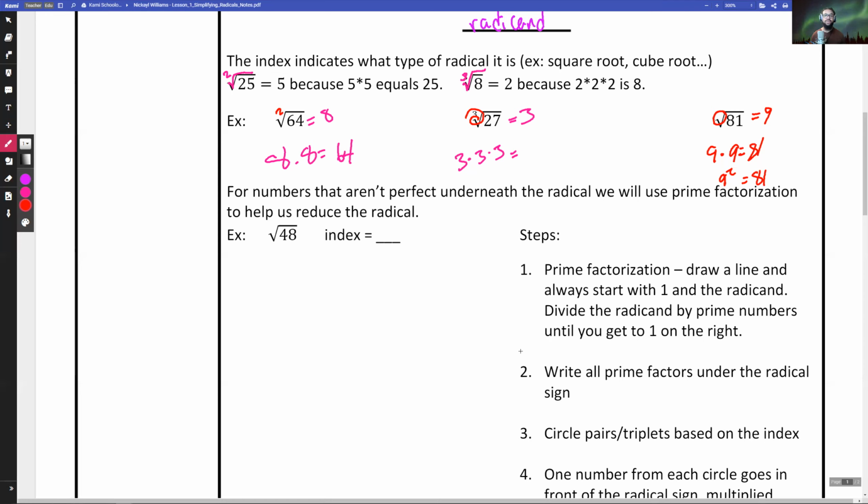This is a 64 as our radicand. That's under the house. This one is a 27. That's our radicand. It's under the house. This one is an 81. That's our radicand. It's under the house.